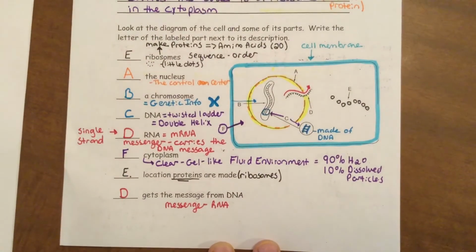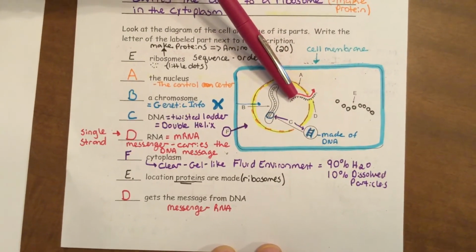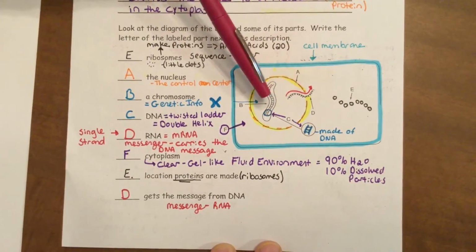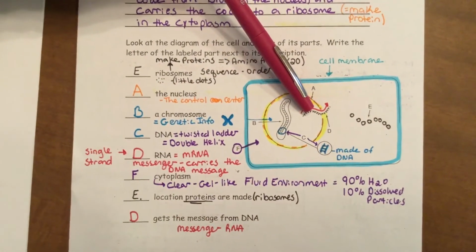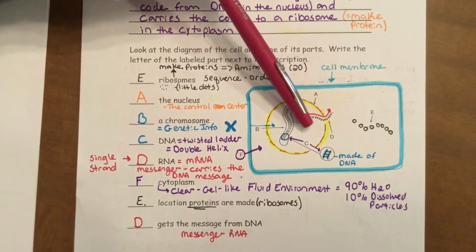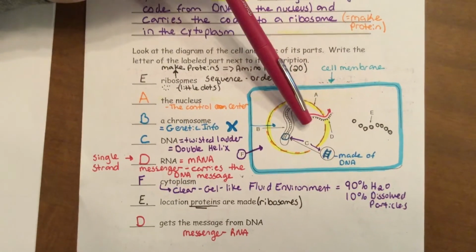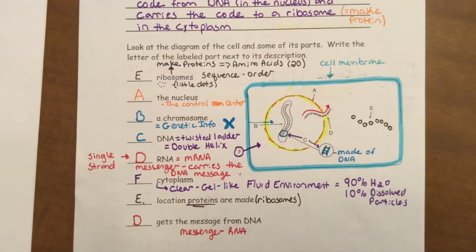Letter D gets the message from DNA. Letter D, once again, is my messenger RNA right here. He got his message from DNA. Remember, the only difference is there is no thymine in messenger RNA, and it's made up of the sugar ribose. So I'll have uracil, adenine, guanine, and cytosine here. No thymine in this messenger RNA.